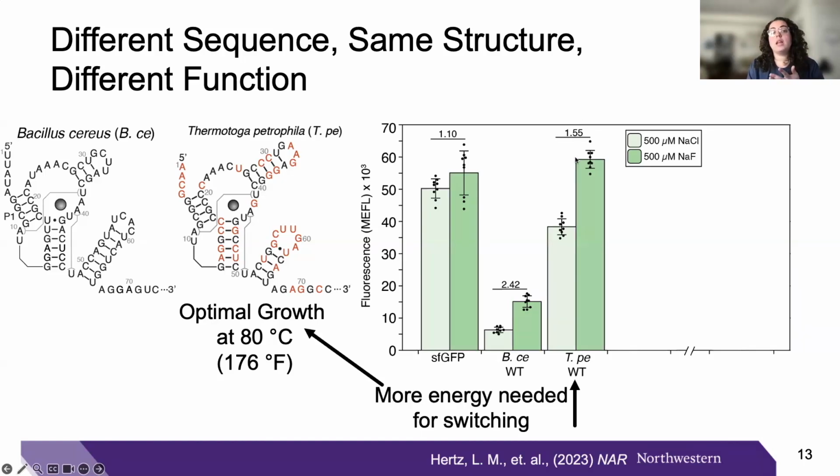in the presence of fluoride, letting us know that the TPE fluoride riboswitch at 37 degrees Celsius isn't really regulating gene expression at all. We hypothesized that this was simply due to the TPE riboswitch being evolved to optimally function at 80 degrees Celsius, and it just needed more energy to undergo the structural rearrangement process.